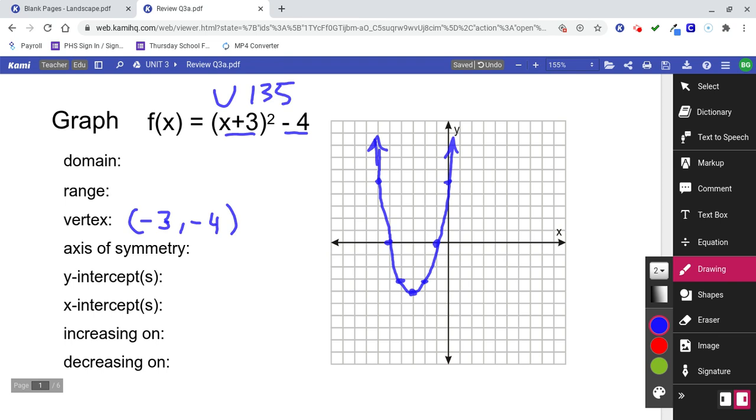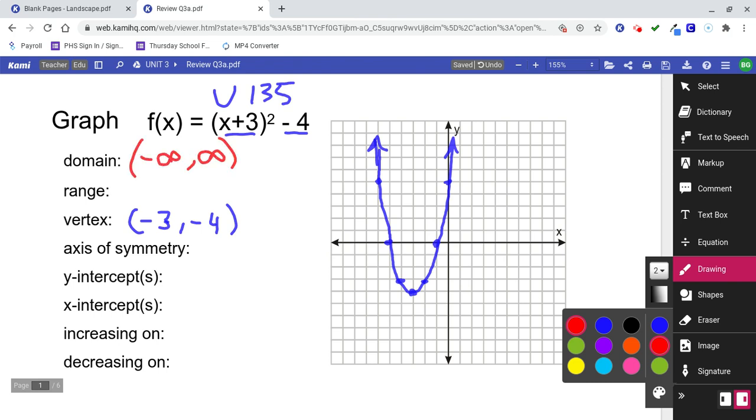Okay, now, domain. Flatten it onto the x-axis. It's going to cover the whole x-axis. That means the domain is all real numbers. Range, flatten it onto the y-axis. It covers just this part of the y-axis. That looks like it's going from -4 to infinity.